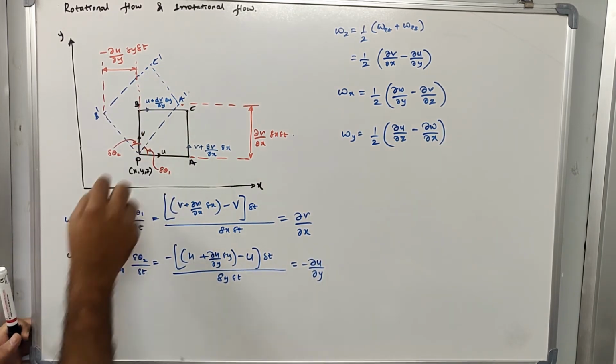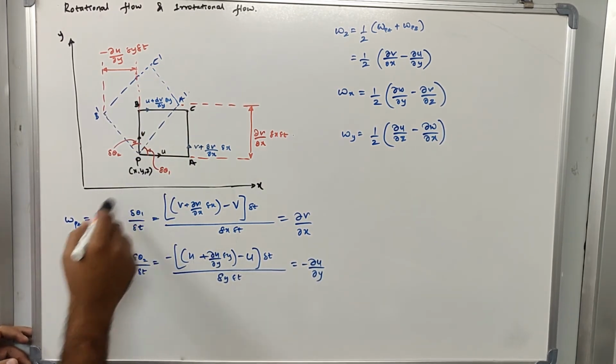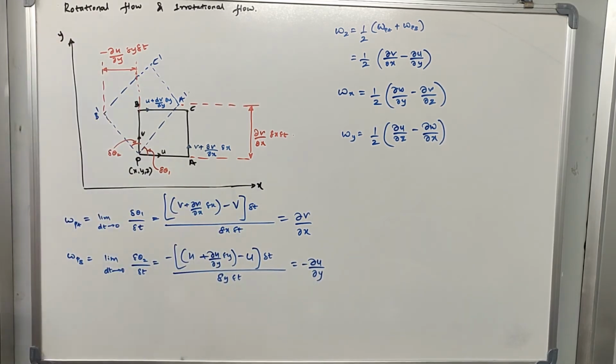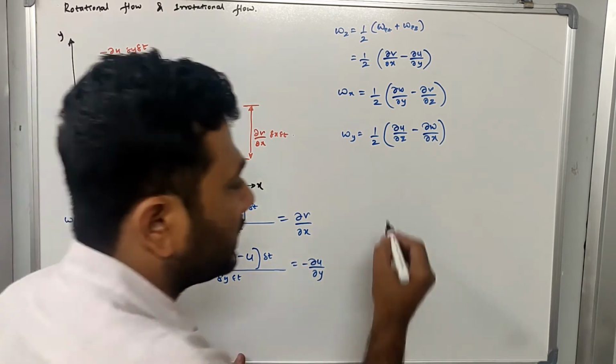In this figure, this is point P, which is (x, y, z). So we are considering two planes, x and y direction. When you try to imagine the rotational flow, you have to imagine in all the three directions. Now, giving you all the three directions, I'll give you this example.